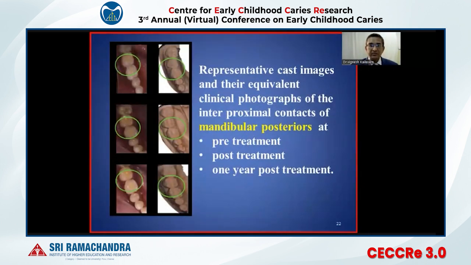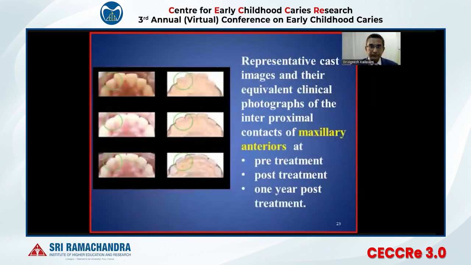Similarly, for the mandibular posterior regions, the topmost image represents the pre-treatment stage, that is T0, where we can see an I type of contact, which changed after treatment into an S type of contact, and which was maintained as an S type of contact after 1 year. So pre-treatment was T0, post-treatment was T1, and 1 year post-treatment was T2.